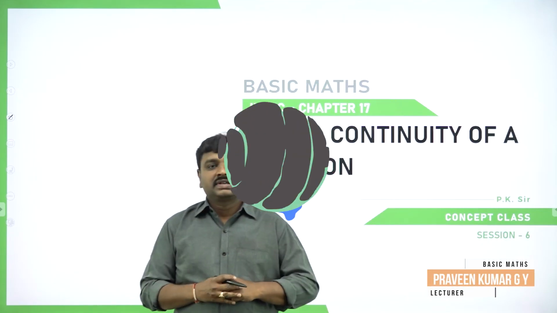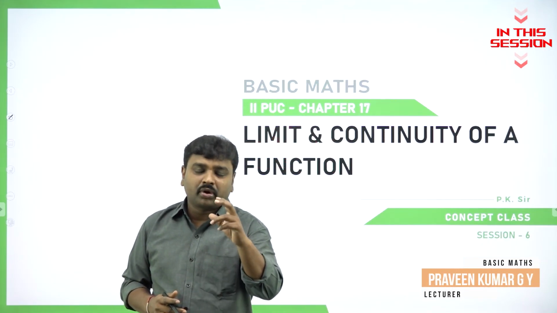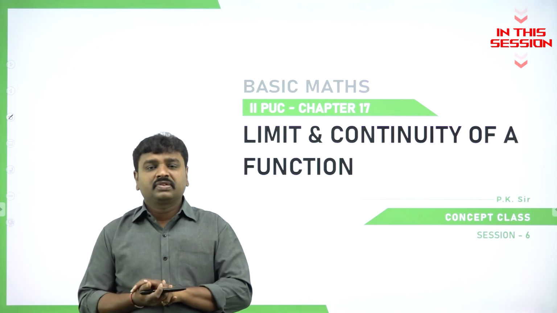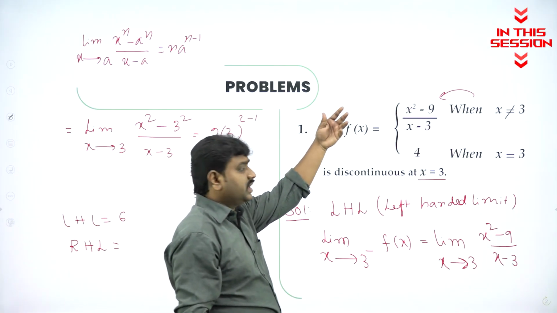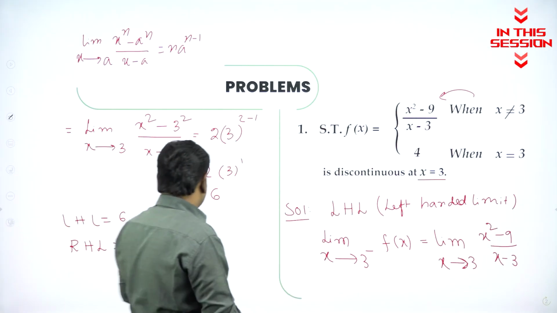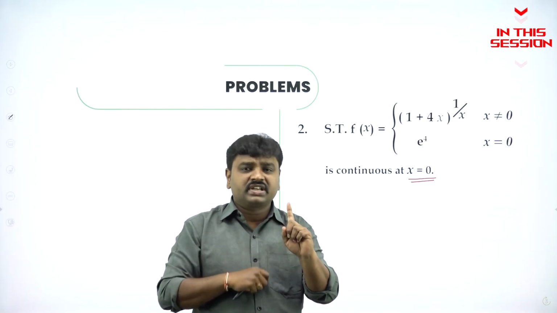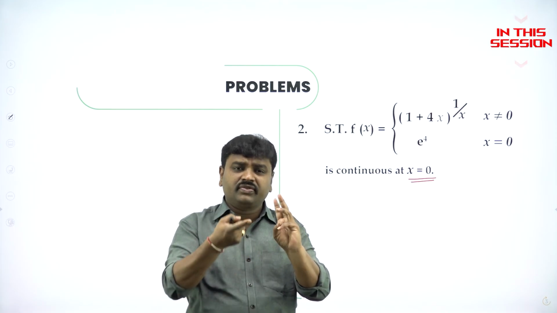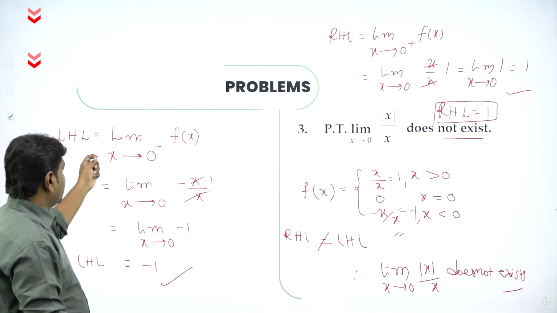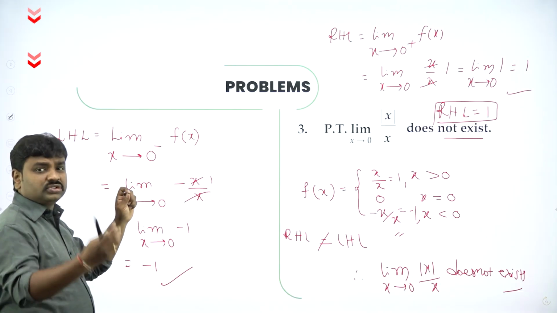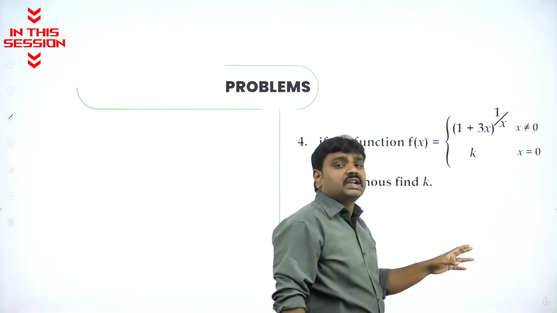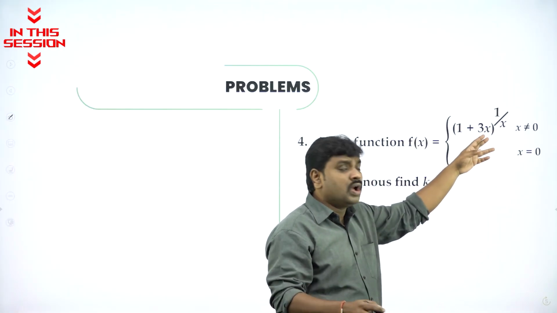In today's class, I'll teach some of the important problems that appeared in your past board papers. When x is greater than 3, the function is same. So RHL is also 6. I told you how to prove continuous. You should find LHL, then you should find RHL, then you should find functional value. What is LHL? Left-handed limit. Limit x tends to 0 minus f of x. Choose the function when x is less than 1. X not equal to 0 means what? When x is less than 0 or greater than 0, this is the function.